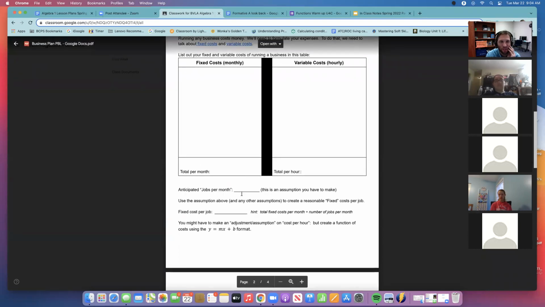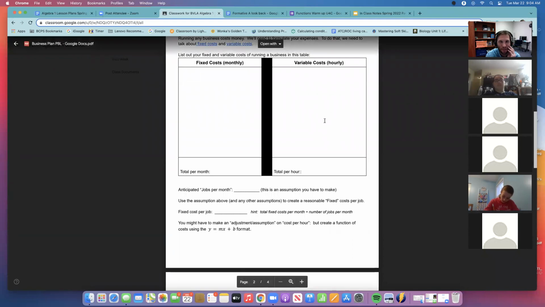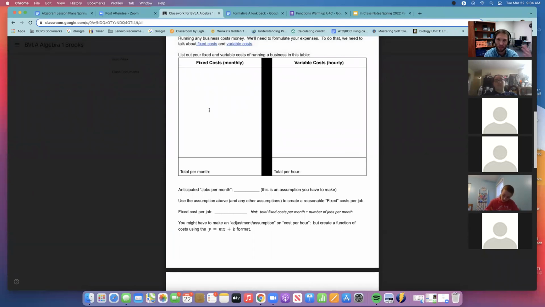The variable cost is going to be by hourly, and the fixed cost is monthly because you pay the fixed cost monthly. The van payment is due monthly. The water bill is due monthly. So you take your total amount for the month. You find out how many jobs you're going to do. Now that's making an assumption. Remember at the first task, we talked about making assumptions. You have to make assumptions.